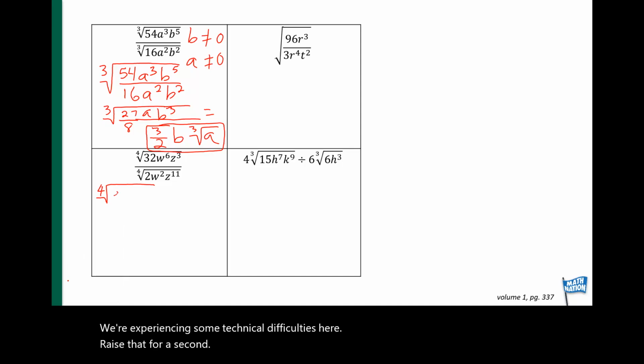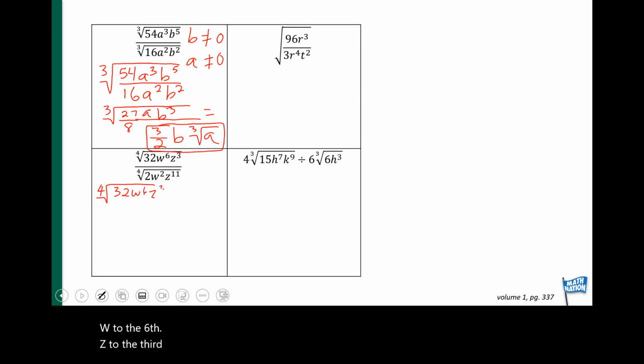Okay, so we should have 32 w to the 6th z to the 3rd over 2 w squared z to the 11th. So we will first divide 32 divided by 2, which gives us 16.